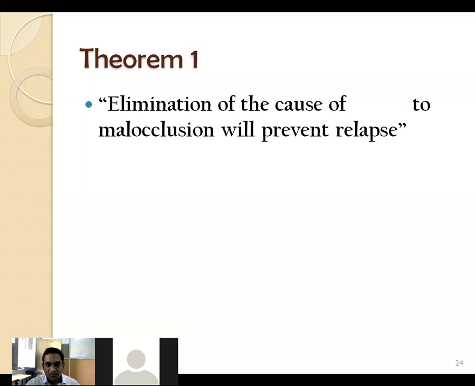This is theorem 1. And theorem 2 is that elimination of the cause of the malocclusion will prevent relapse. Any cause due to which a malocclusion has occurred has to be removed. Means the etiology has to be removed, then we can prevent the relapse. For example, if the patient has a thumb sucking habit, in those cases there will be proclined upper incisors. If you ask the patient to discontinue the thumb sucking, or you prevent the thumb sucking habit, then there will not be any chances of relapse.